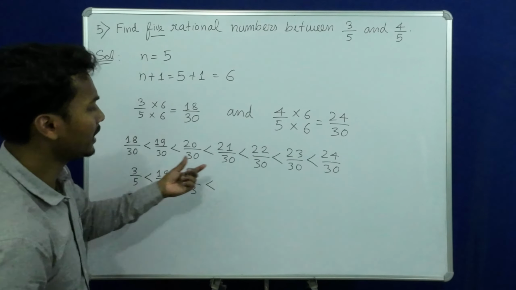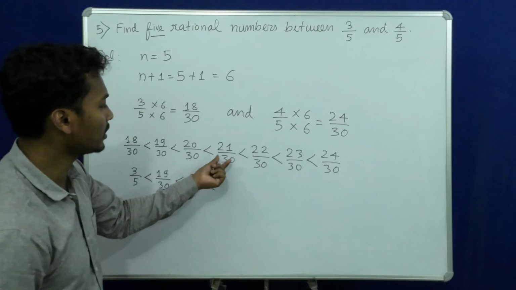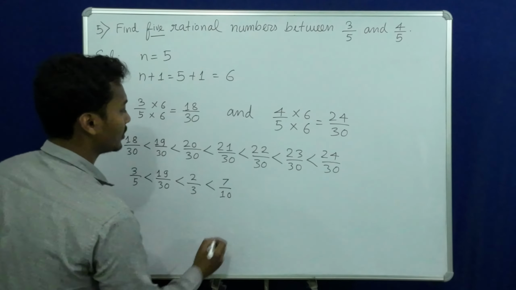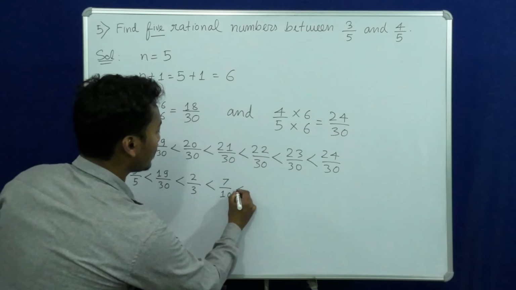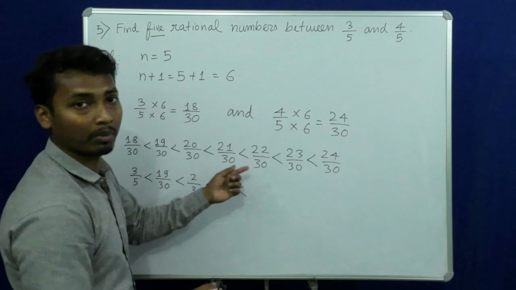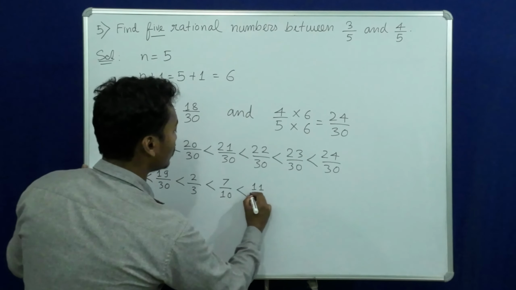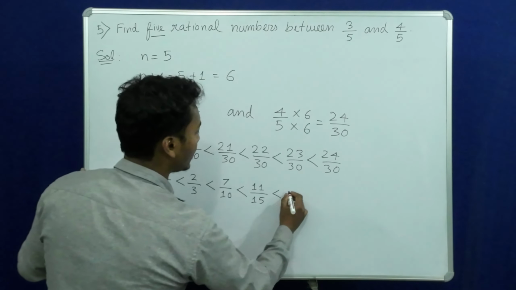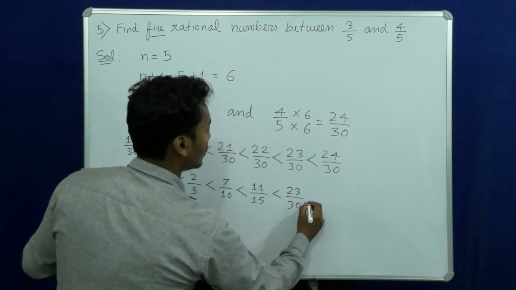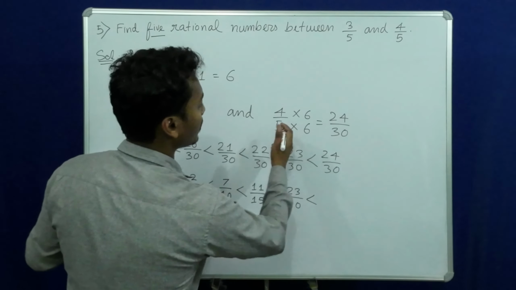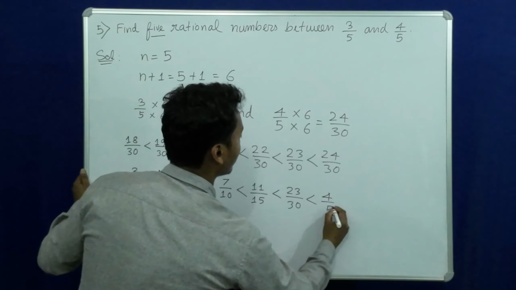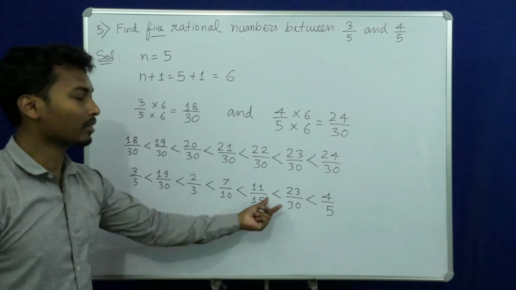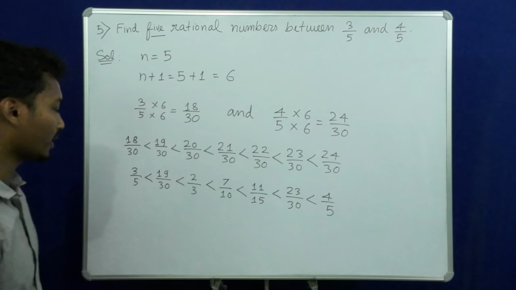Then this one, can we divide by 3? Yes. 3 7s are 21, 3 10s are 30. So we can represent it as 7 by 10. Correct? Less than 22. We can divide by 2. 2 11s are 22 and 2 15s are 30. Then 23 by 30 we cannot simplify, so leave it as it is. And less than 24 by 30, which means 4 by 5. Correct? So we can say these are the 5 rational numbers now between 3 by 5 and 4 by 5.